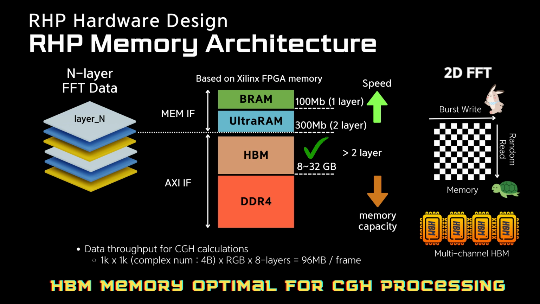In 2D FFT operation, column-wise operation takes a lot of time due to discontinuous address read operations. For this reason, high-speed memory is required in RHP. Multi-channel HBM memory is the optimal solution for high-speed 2D FFT processing.